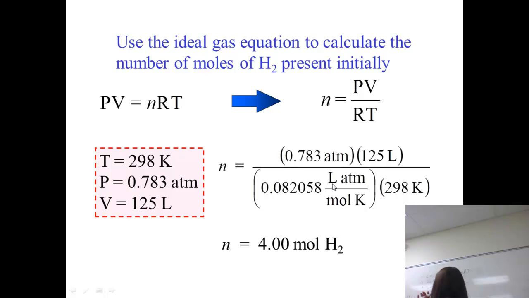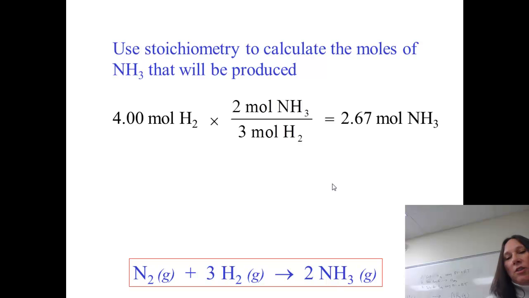Same equation, a little bit different. Or the same reaction, different information given, different thing we're after. So, taking a look at this. With regard to the hydrogen, we have volume and temperature and pressure. Again, excess nitrogen. Okay, so that's good.